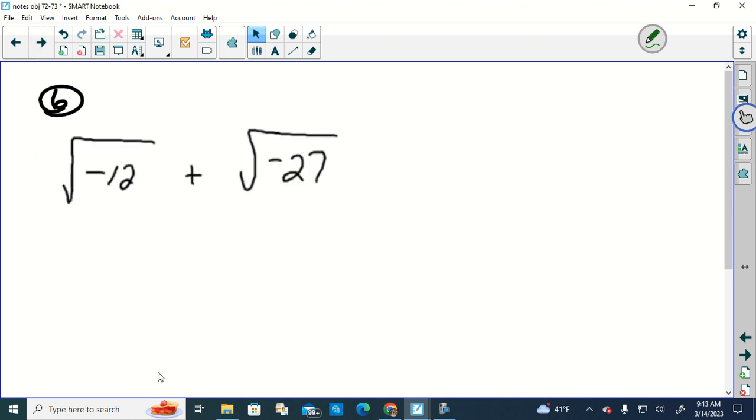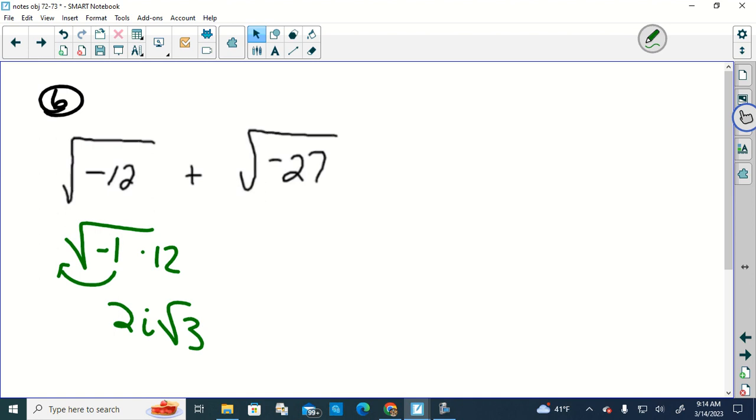Okay, next problem. Now we're breaking these down, just like we did at the very beginning. If I were to break down a negative 12, I would break that down as a negative 1, which we had as your third example. I have a negative 1 and I multiply it times 12. So we know that this is going to come out as our i, but now I need to break down my 12. If you flash back to that first page that we did, this wound up being 2i rad 3, right? Because we broke down 12 into 4 and 3. 4 was a perfect square, which brought the 2 out.